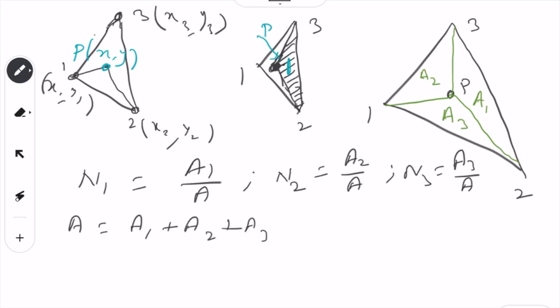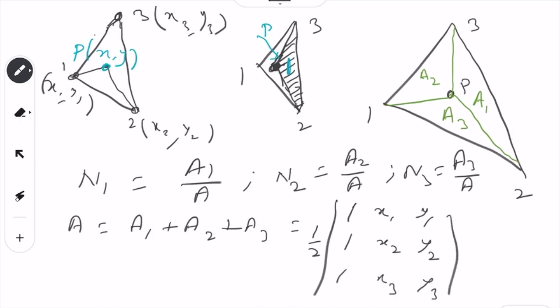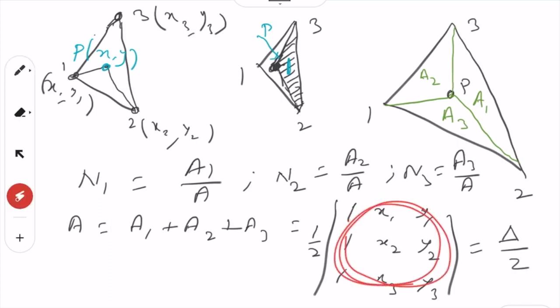Okay, the area of the triangle, you know that we can write it as half of the determinant with rows 1, x1, y1, then 1, x2, y2, and 1, x3, y3. That is the area of the triangle, given like this. Or you can also write it equal to delta over 2, where delta is the determinant of this.